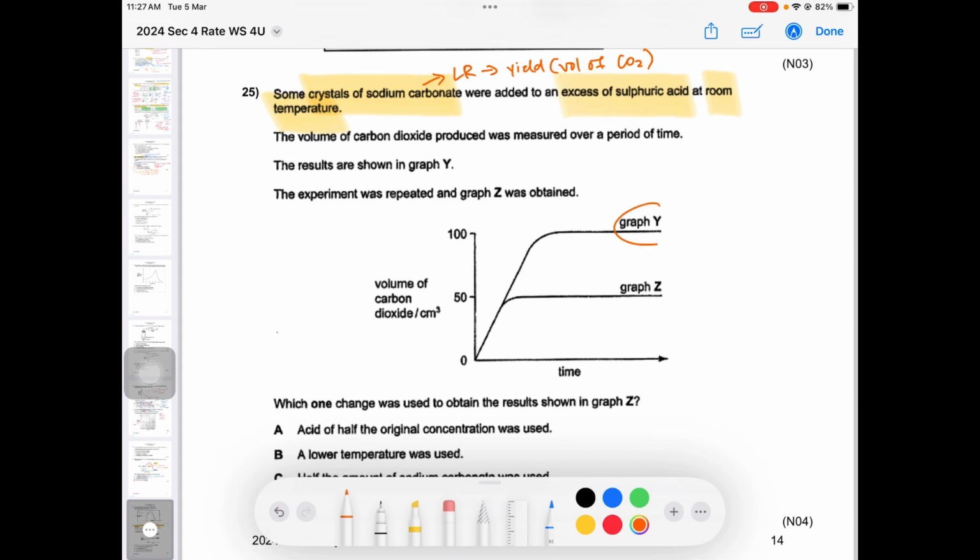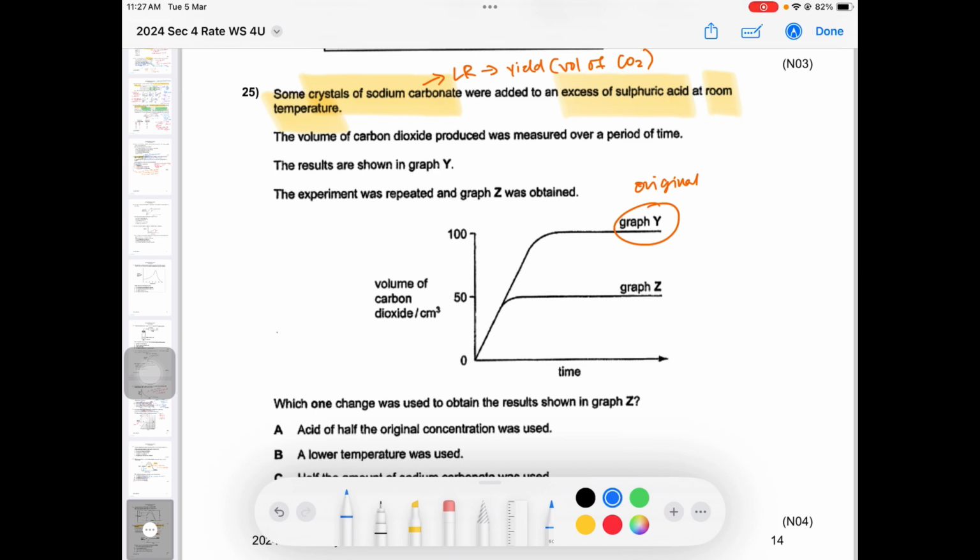So this is the original graph. After that, the experiment was repeated, and graph Z was obtained. Right, so before looking at the options, I would like you to take a look at the graph itself, and from what you see, to make some conclusions.